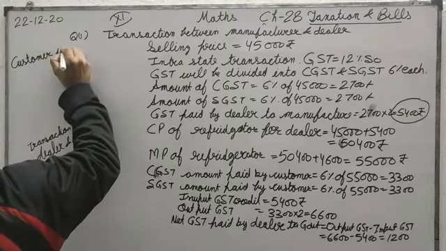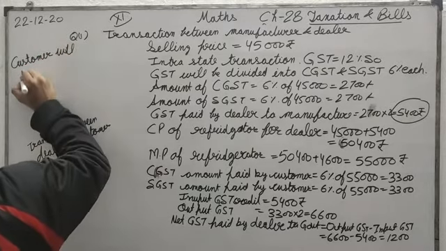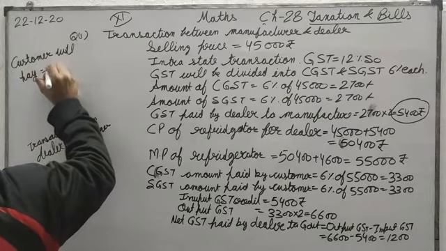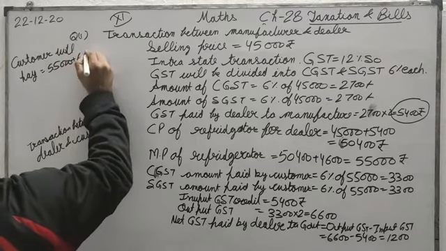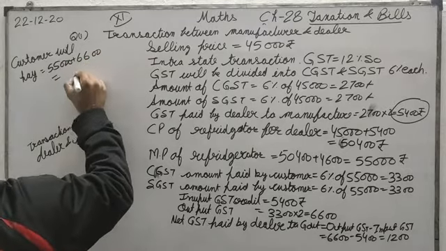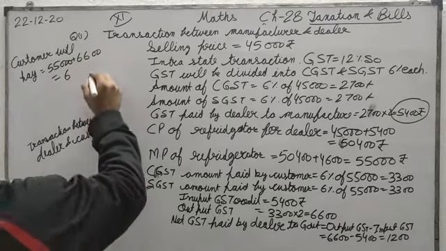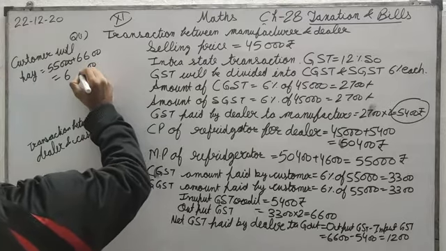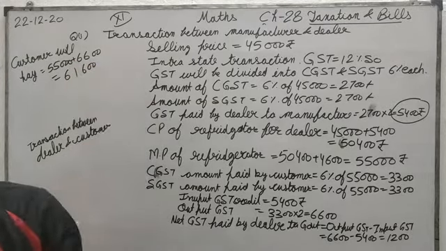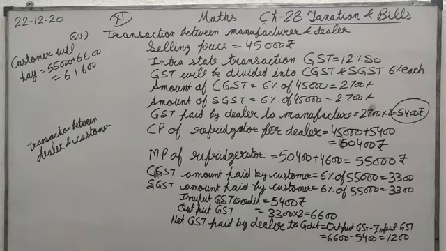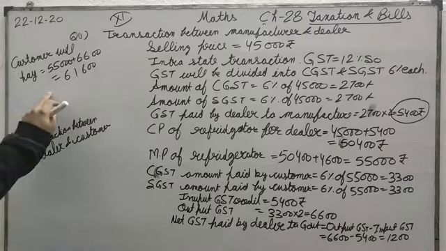Customer will pay 55,000 plus 6,600, that is 61,600 rupees. The customer will pay 61,600 rupees to the dealer. This is the amount the customer will pay to the dealer.